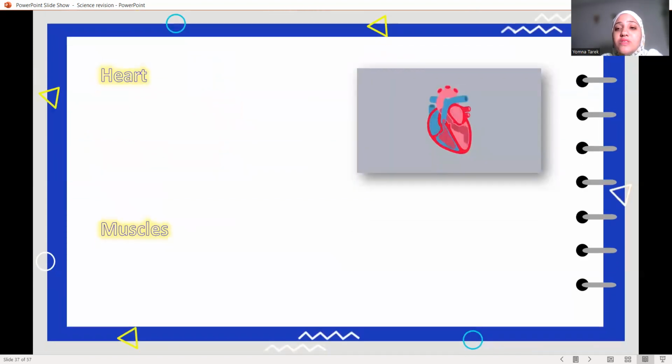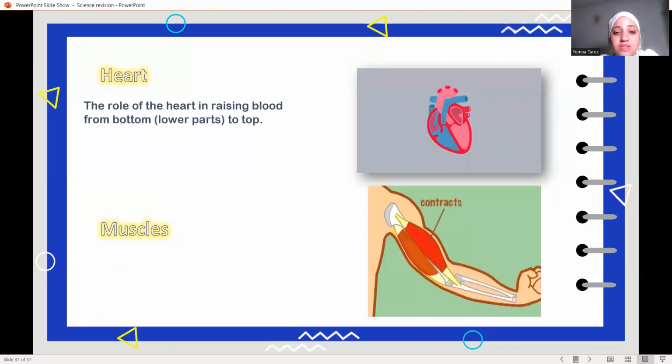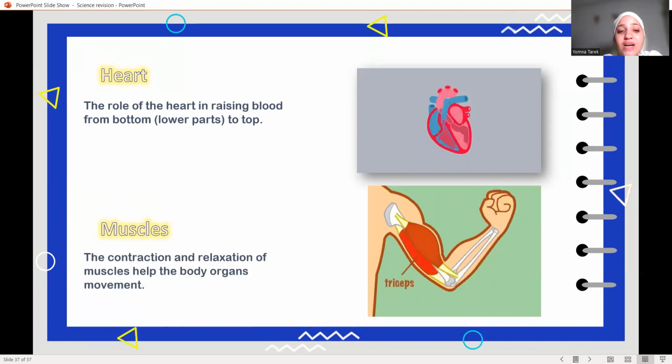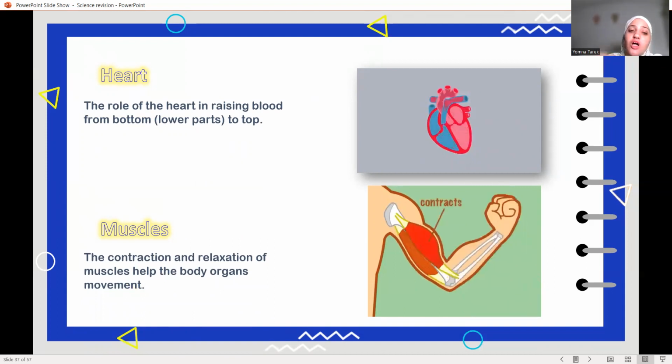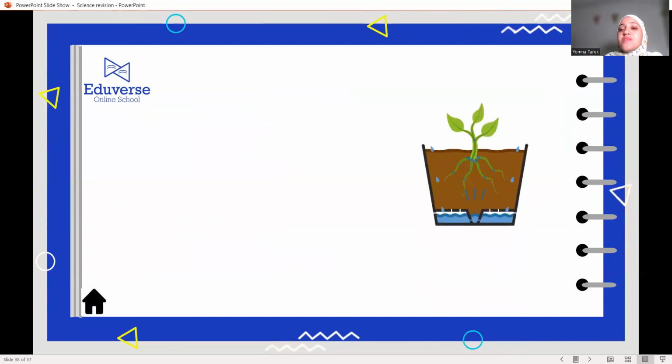Like what? For example, the heart. Do you know that the heart can take the blood from the lower parts of your body to the top, through pumping the blood? And also muscles. Look at your muscles. They contract and relax, contraction and relaxation, which help your body organs to move and so on. Do you think this exists in plants?